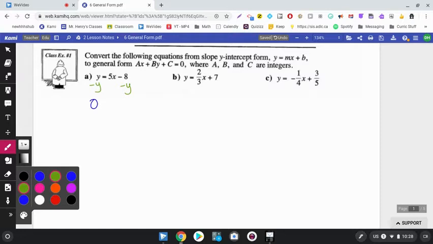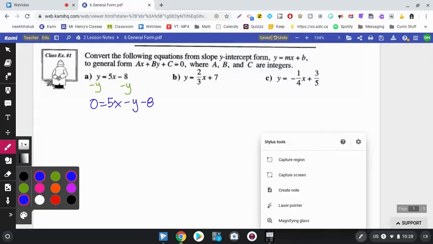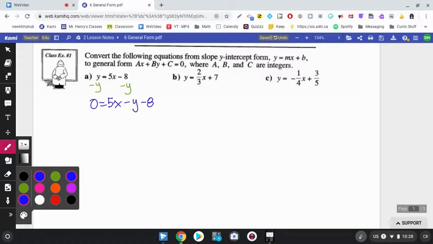So I get 0 equals 5x. And then I'm going to put the y in the middle, minus y minus 8. And there it is. Okay, so there are 3 things I have to check for. All 3 pieces on one side, equal to 0. Yep, that's good. I need all integer coefficients. Yeah, I'm good. 5, that's an integer, -1, -8.